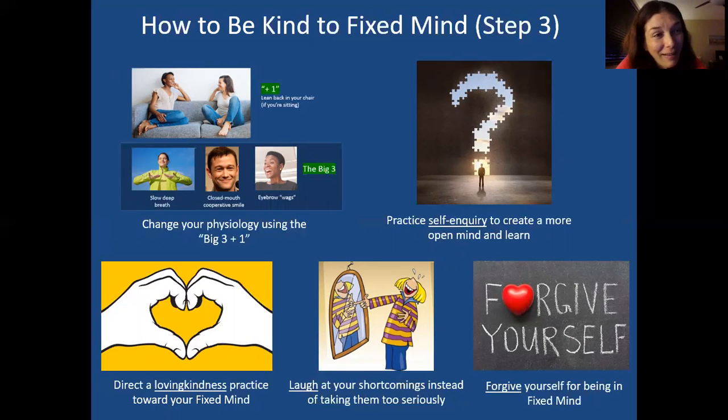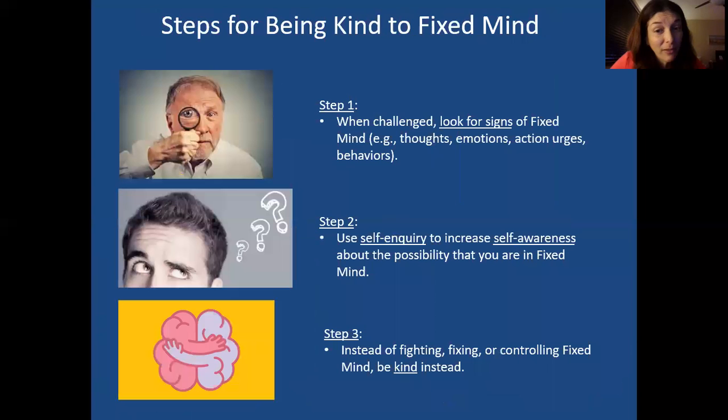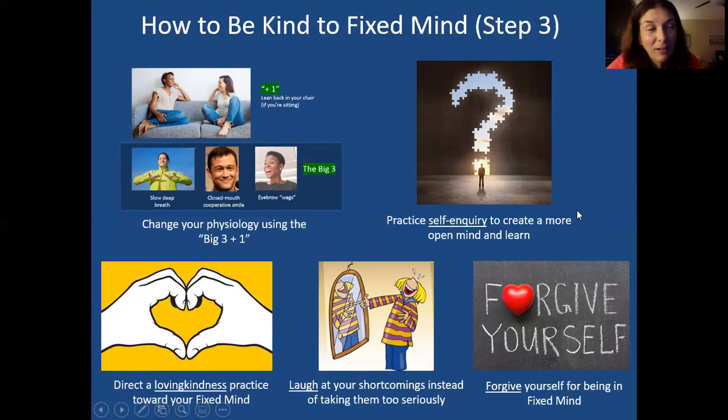Okay, and you're doing that as if you're relating to your fixed mind, as if your fixed mind is sitting across from you and you're looking at it and giving those positive social signals to your fixed mind. So you could use self-inquiry to create more of an open mind and learn from fixed mind. The first self-inquiry is a little different. That's just to increase your awareness about whether you're in fixed mind. Now you're using it to explore what the fixed mind is all about, and to try to loosen it up so your mind's a little more open.